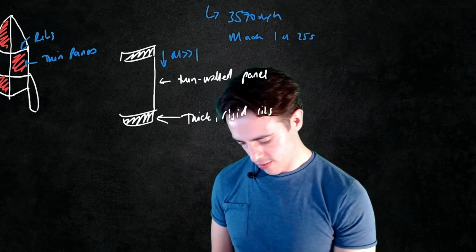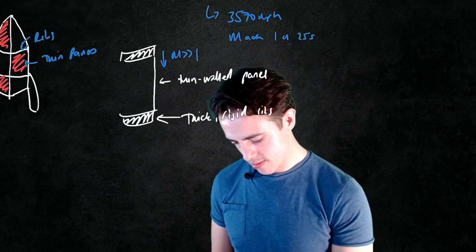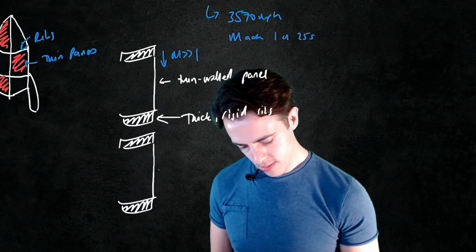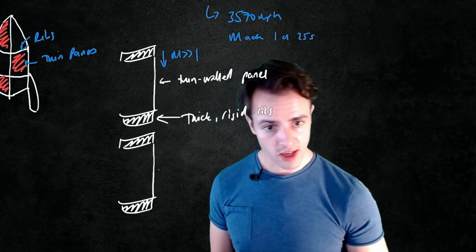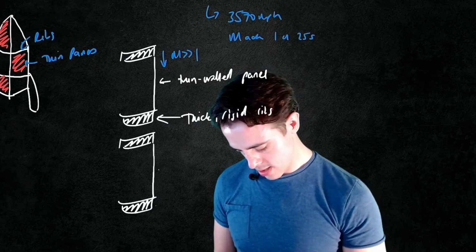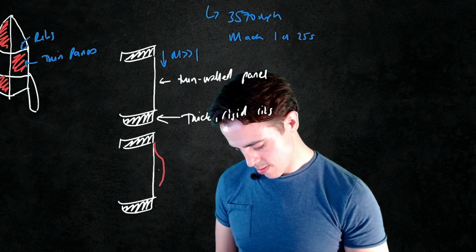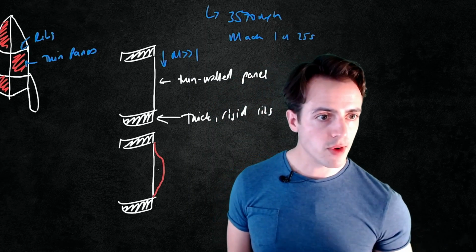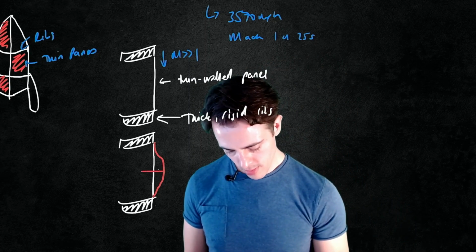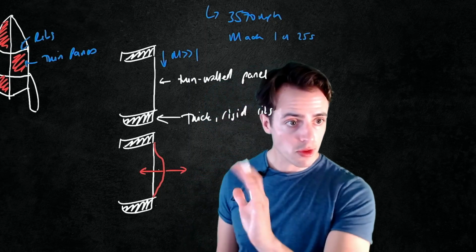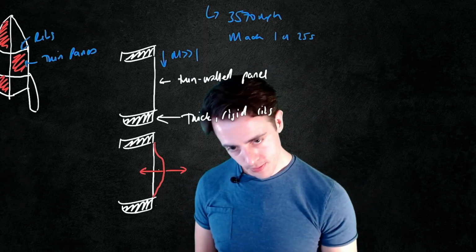Let's copy this diagram. We see a vibration build up that would be low in amplitude but high in frequency. So this motion occurring is an out of plane oscillation of the panel.